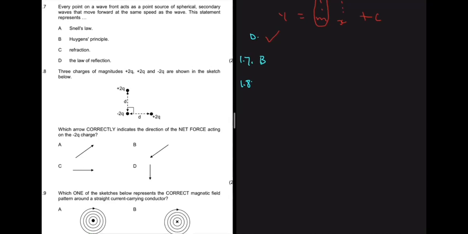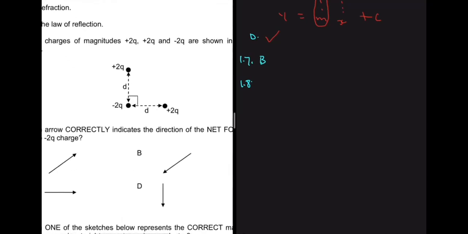So let's pay our attention to the minus 2q charge, right? So here it is. Clearly it is negative, right? And then here we have plus 2q. So how does the positive charge interact with the negative charge? They attract each other, right? So the plus 2q charge will be pulling the minus 2q charge upwards, right?